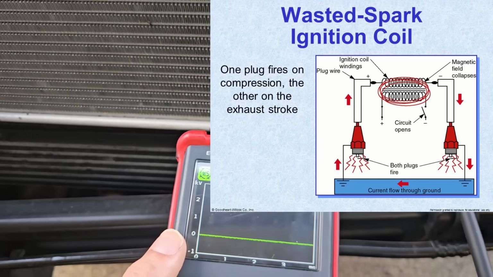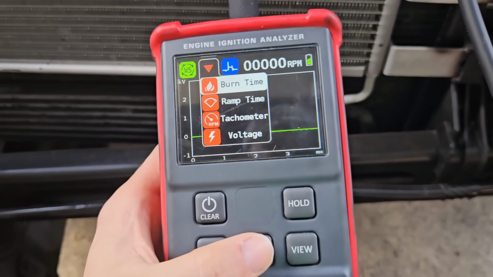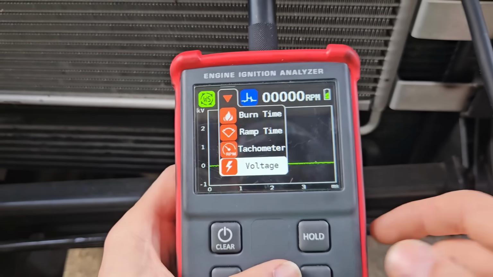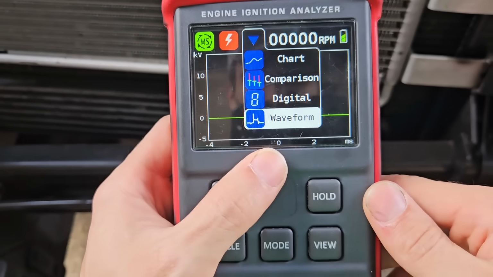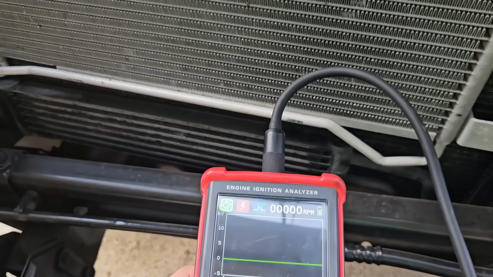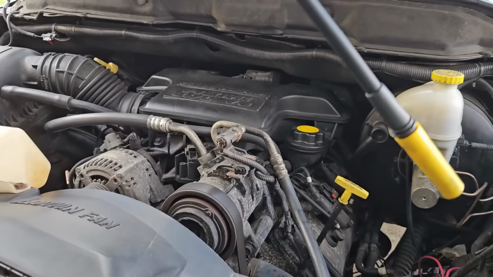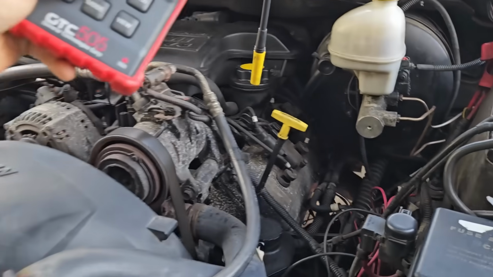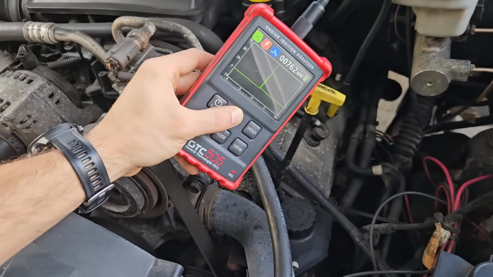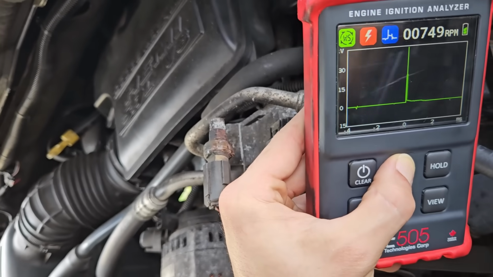The main thing that most techs use the 505 for is for ignition waveforms. And to get there, we're going to go into mode, we're going to go into voltage and view, and we already select waveform. This is going to show us what we're going to get from an oscilloscope when we're scoping the secondary. So to get a waveform, we're going to place the end of our inductive pickup on the coil, and we can see we have a line there. That line is going to go up and show us our peak kV.